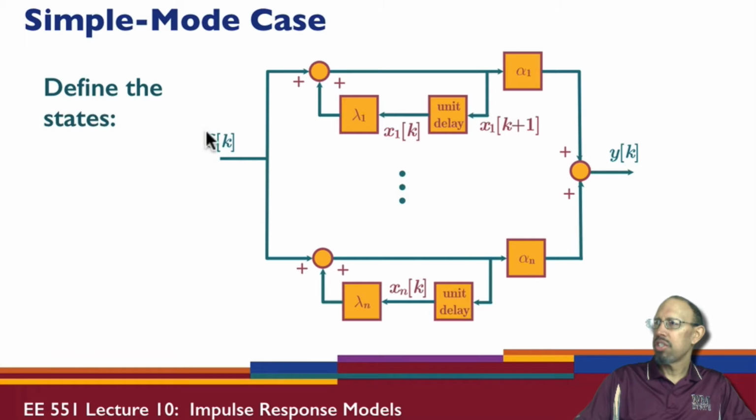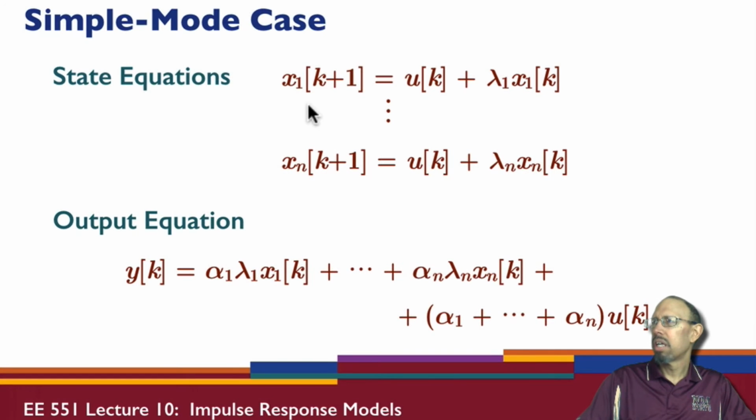So instead of having zeros after the first, at time k0, we will have some other values. So I can write this, and I basically am going to write the same kind of equation for each of these loops. So here we are. x1 of k plus 1 is equal to u of k plus lambda 1 x1 of k, all the way down to xn of k plus 1 is equal to u of k plus lambda n xn.